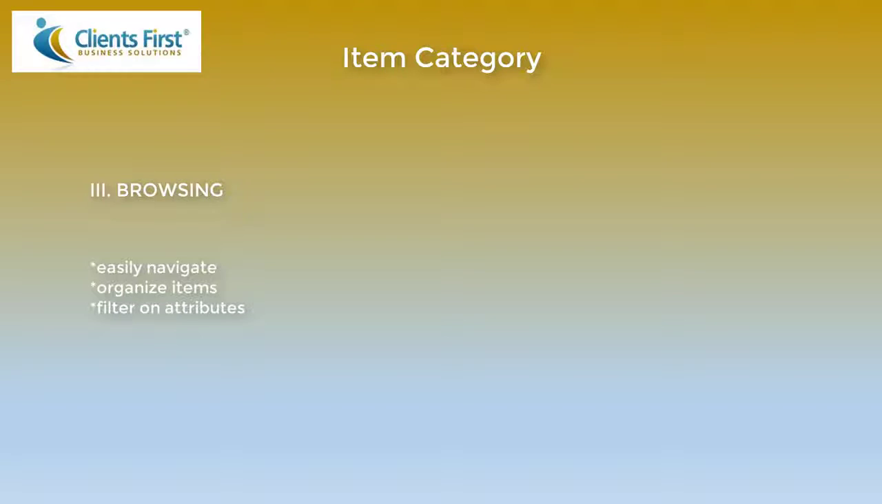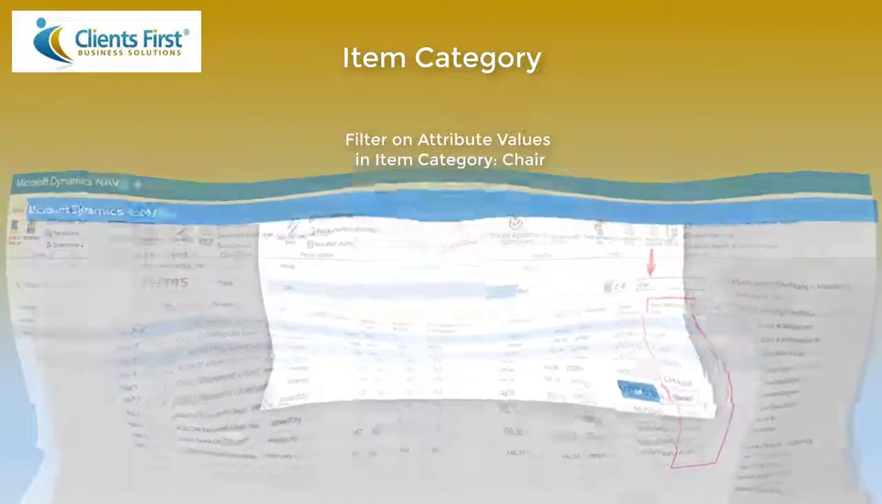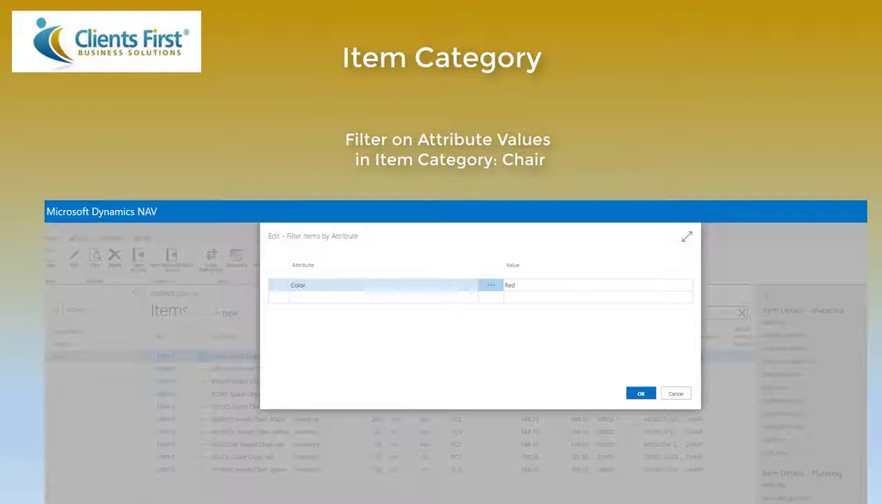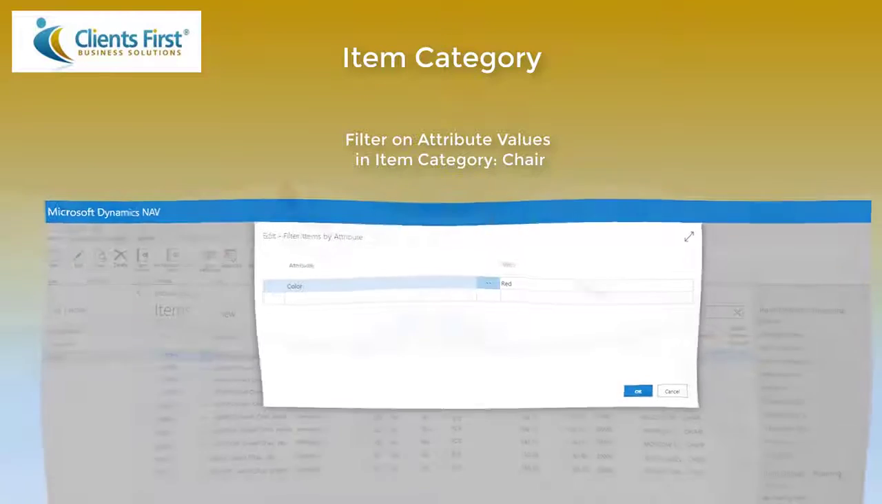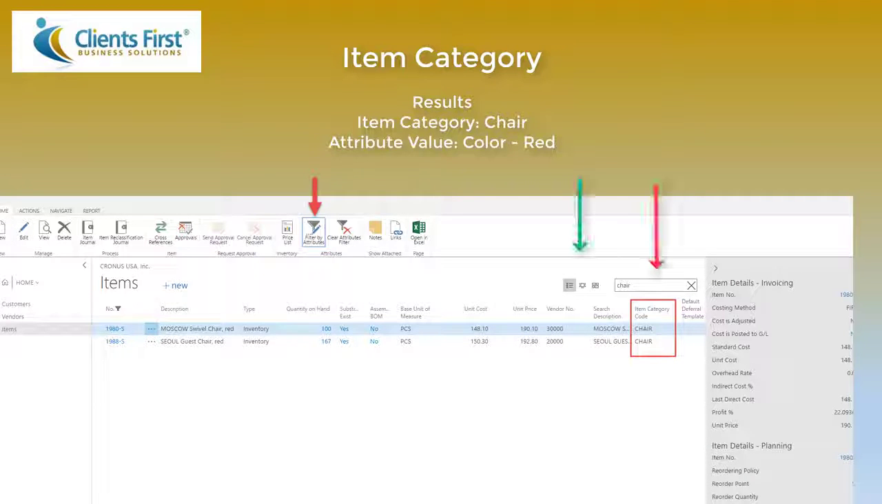In my example, I will filter on item category code chair, and I will filter on attribute values color red. And these are my results. List view and tile view.